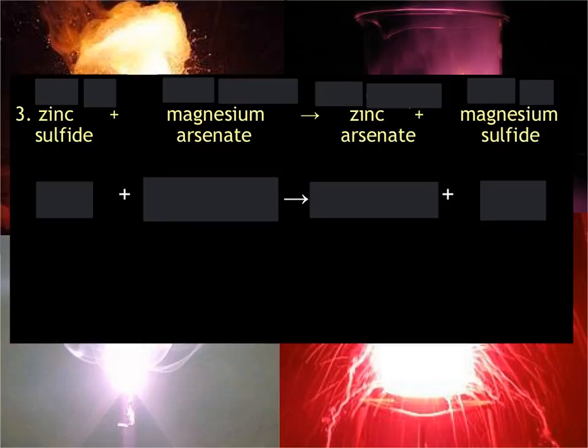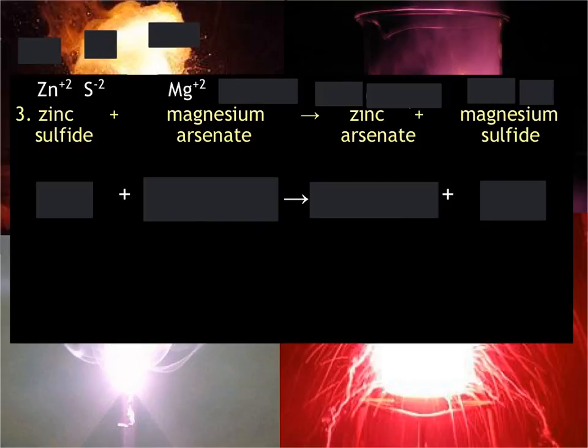The first thing I need to do is to figure out what ions I'm dealing with so that I can write my compounds. Now look at zinc first. Zinc will have a +2 charge. Sulfide will be sulfur, which will have a -2 charge. Magnesium arsenate, the magnesium will have a +2 charge. The arsenate, each one of them will have a -3 charge. Remember, you can look on your polyatomic ion sheet to see what the charges are.